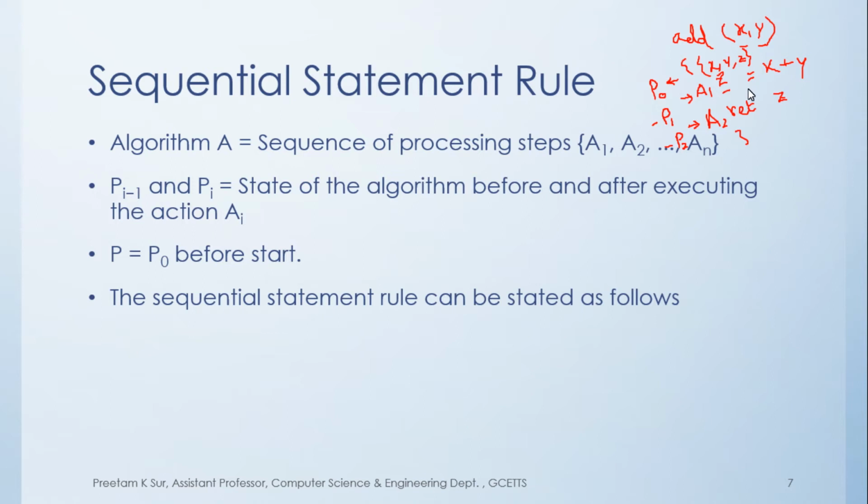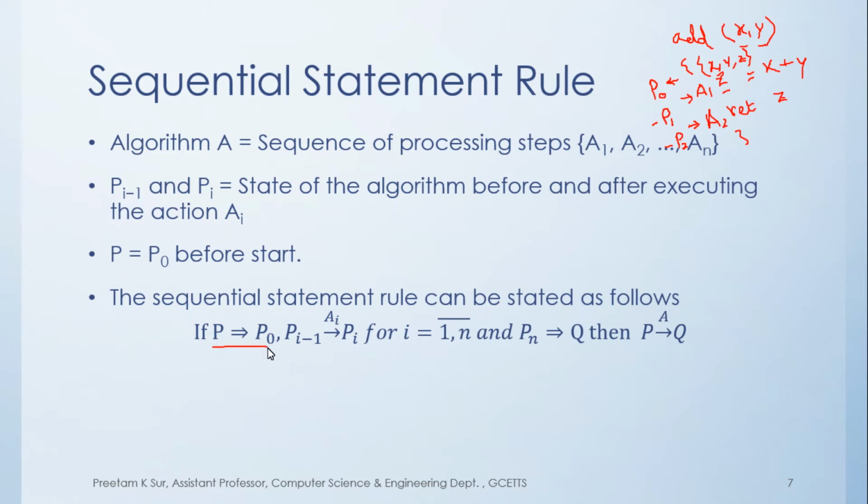The sequential statement rule can be stated as follows. If p is equal to p0, where p denotes the 4-tuple, which is basically the p condition. So p0 is nothing but the p condition. Suppose we have passed x equals a, y equals b, then in this addition algorithm we will have p0 equal to a comma b, x equals a, y equals b, and z equals 0.